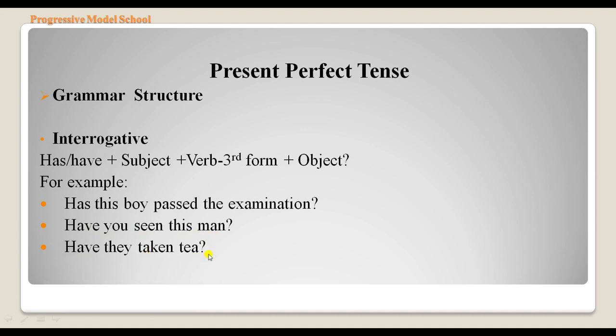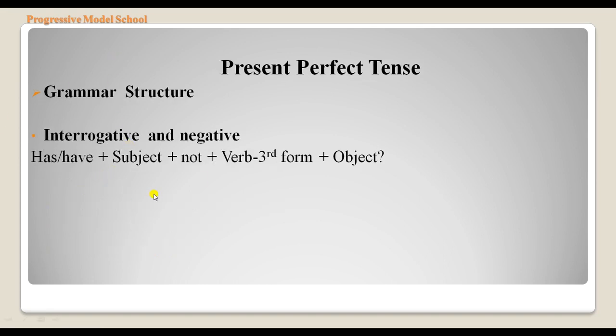Have they taken tea? Again at the start of the sentence we'll write helping verb to make it interrogative, then subject they, third form of the verb taken, and at the end of the sentence we'll write object, that is tea. To make interrogative and negative sentences we'll write helping verb at the start of the sentence and we'll add not after the subject and before third form of the main verb.